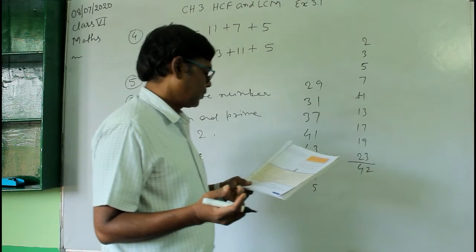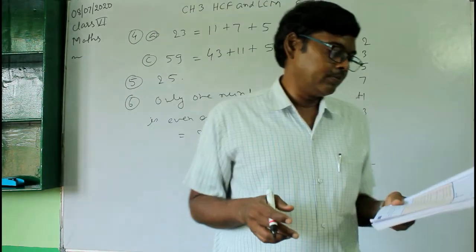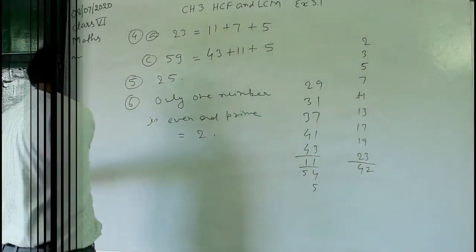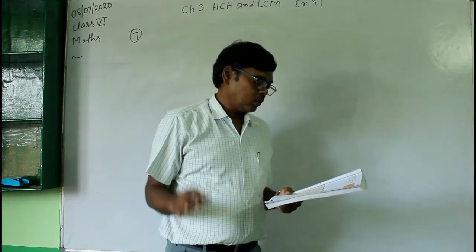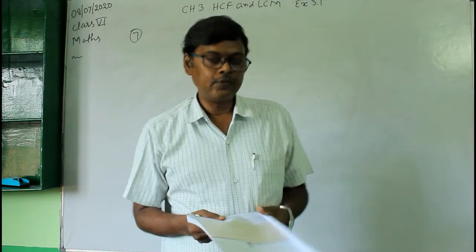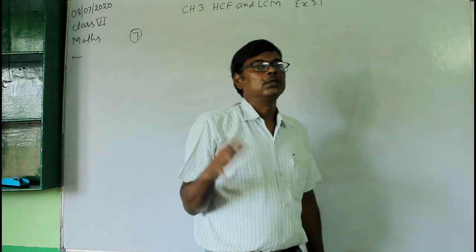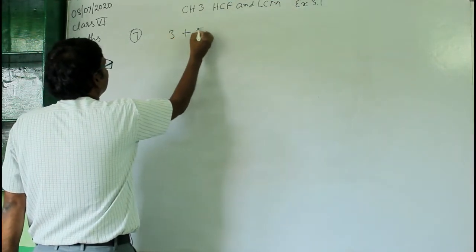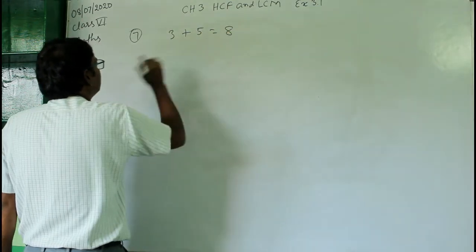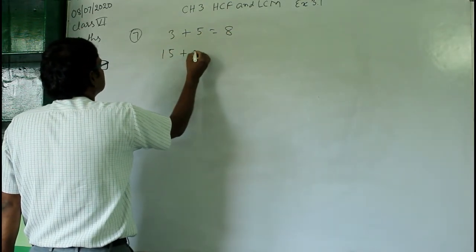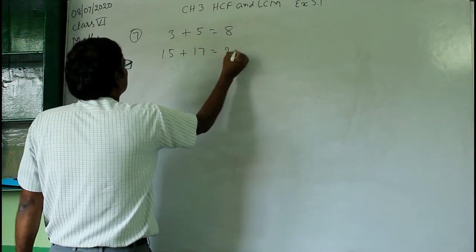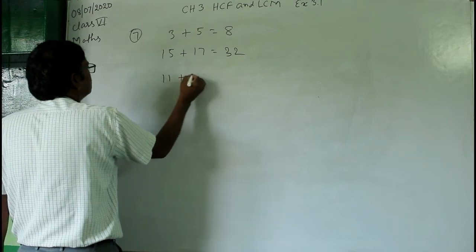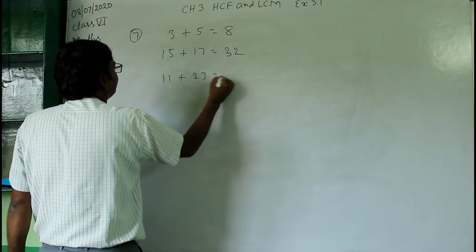The next question is, the sum of two odd numbers makes an even number. Write 5 such numbers. So question number 7. The sum of two odd numbers makes an even number. Okay, when you add two odd numbers, the sum is an even number. So you can take any two odd numbers. For example, 3 plus 5 equal to 8. 8 is an even number. You can take 15 plus, suppose, 17, it will be 32. And you can take any other number like 11 plus, suppose, 23.